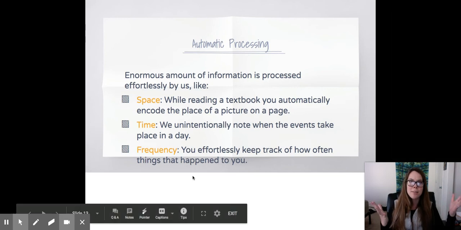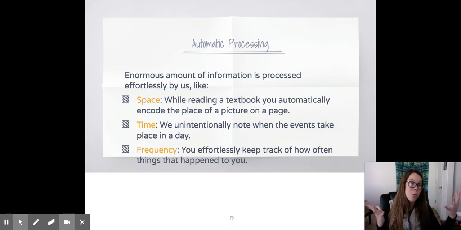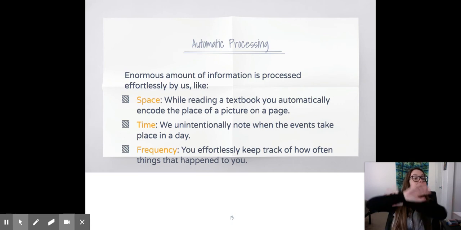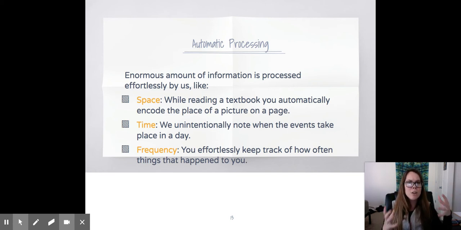So automatic processing, right? What automatically gets processed without us really knowing? An enormous amount of information is processed effortlessly without us even trying to. And these are three things that we constantly encode without really meaning to. We encode space. So while reading a textbook, you automatically encode the places of pictures on a page. People were asked to redraw it, and people were able to know where the pictures were just because our brain naturally encodes the space of what we're looking at.